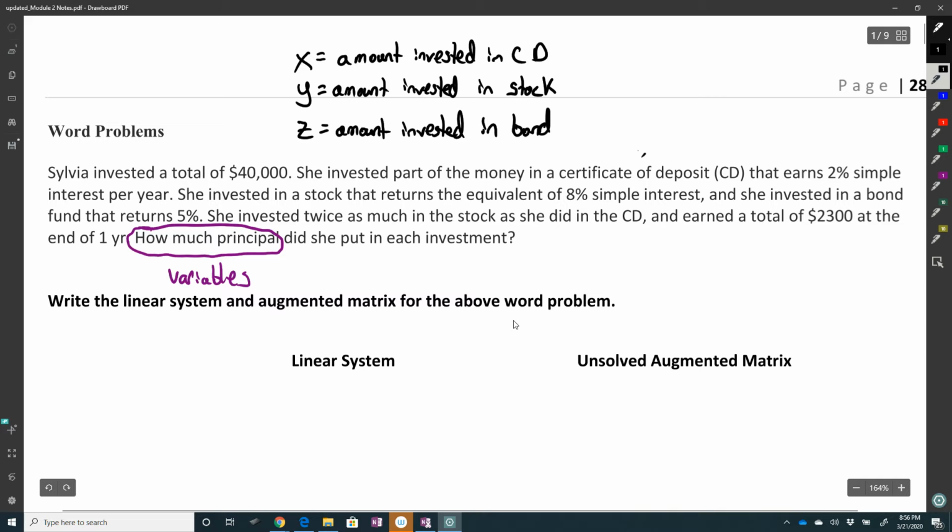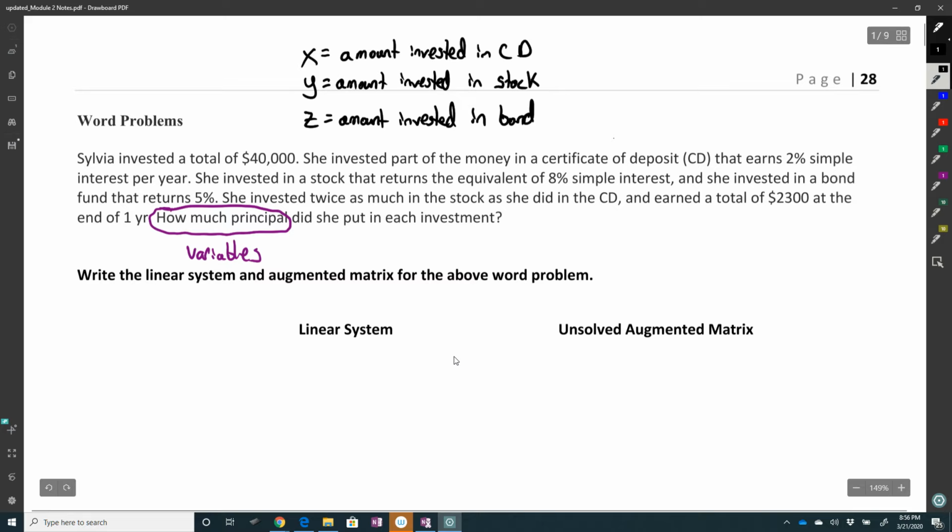Okay. So we want to come up with an equation for it. The first equation is just this simple statement. Sylvia invested $40,000. That means that the amount invested in each one, the certificate of deposit, the stocks, and the bonds, has to add up to $40,000. So my first equation is just the total amount invested. And in this case, it's just going to be x plus y plus z, and that's going to be equal to $40,000.